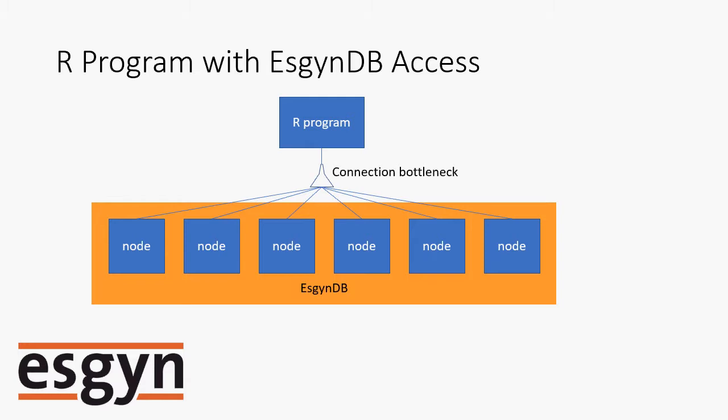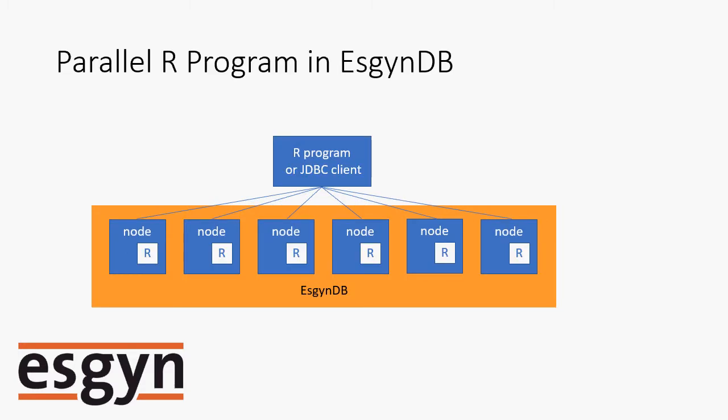However, in other cases, what might happen is that we would like to push our code into the EsgynDB cluster, which could be quite powerful, much more powerful than a client, and a scale-out environment, and parallelize that processing. So it would look something like this. We may still have an R program at the top to do, let's say, graphical displays, but we also want to run R on many or all nodes of the EsgynDB cluster.